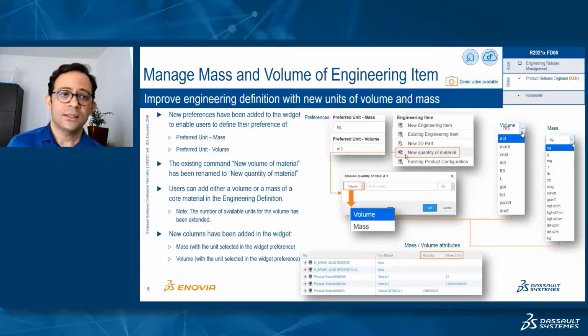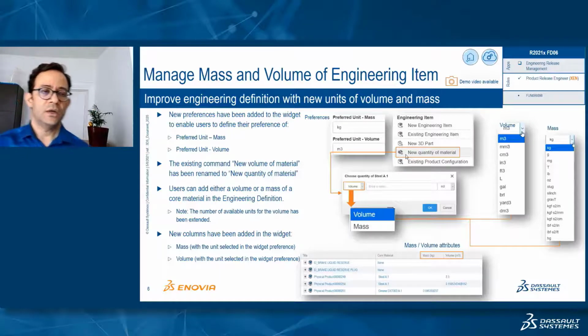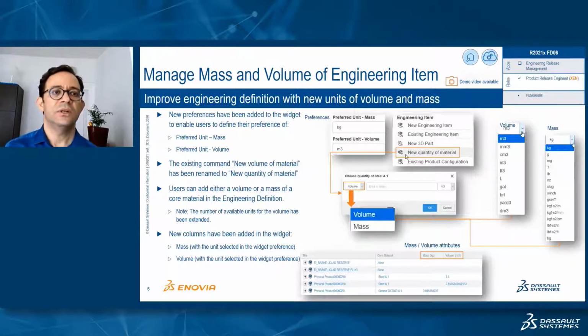We have also enhanced the way we can manage the core material consumption in the engineering definition. So we're talking about now managing not only volume, but also managing mass core material. So let's start by explaining the preferences. So we have two definitions now in the widget, in the preferences of the widget, which will give you the ability to define your own preferred units, whether it's a mass unit or a volume unit. So you define these preferences in the widget per your needs.